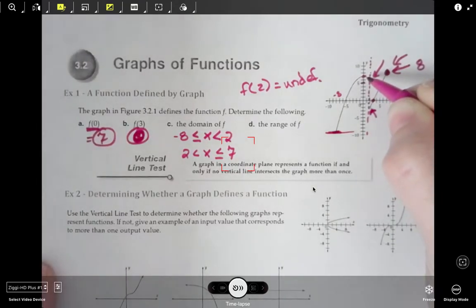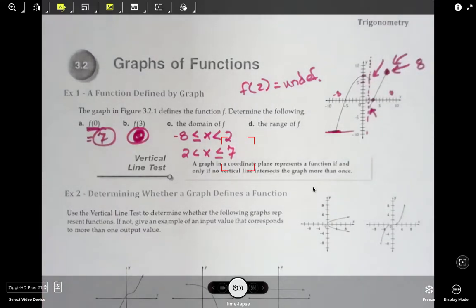This guy was at 7. The hump is at 7, but this guy up here is at 8. Does that make sense? Okay, the highest point that he touches is this guy right here at 8. Does that make sense?